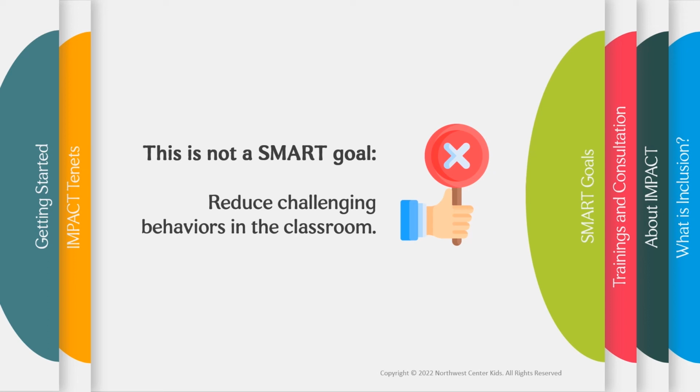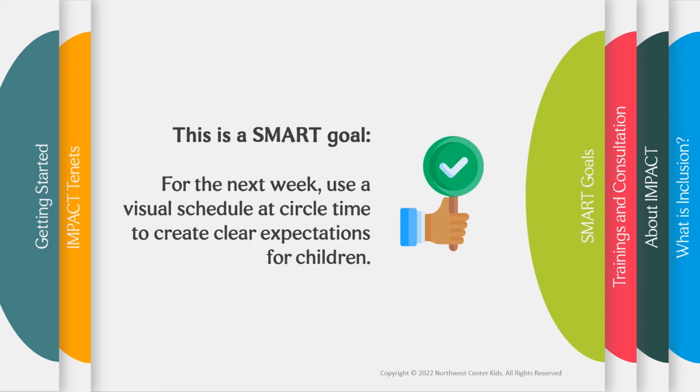Reduce challenging behaviors in the classroom is not a SMART goal. While it might be the focus of our work together, your consultant will help you break that down into actual steps and strategies that you can take action on each week. Here's an example of a SMART goal that could help reduce challenging behaviors in your class. For the next week, use a visual schedule at circle time to create clear expectations for children. It's detailed, actionable, and teachers know exactly which strategy they'll be using to work toward their ultimate goal of a more inclusive classroom.